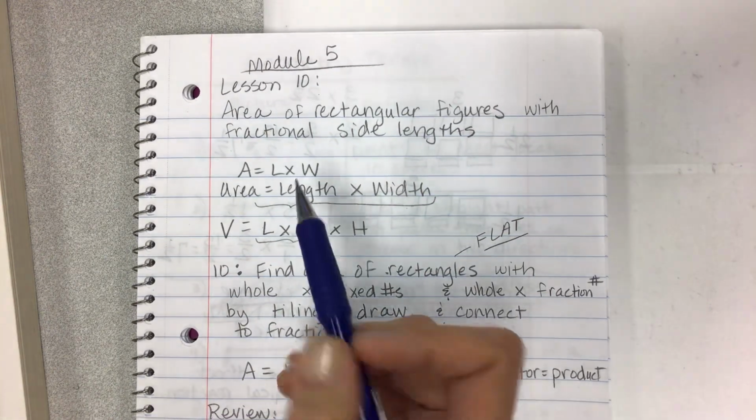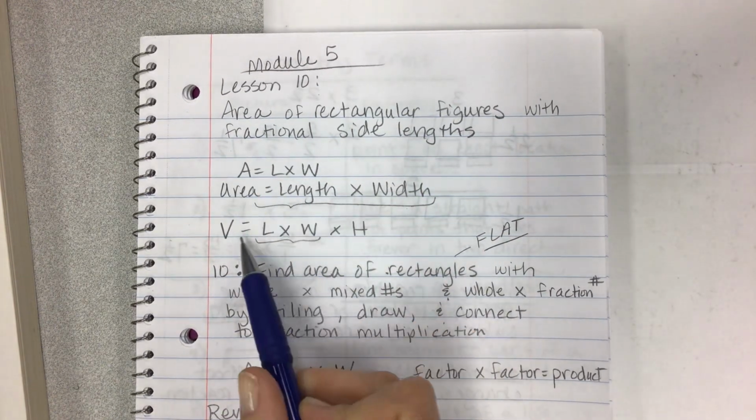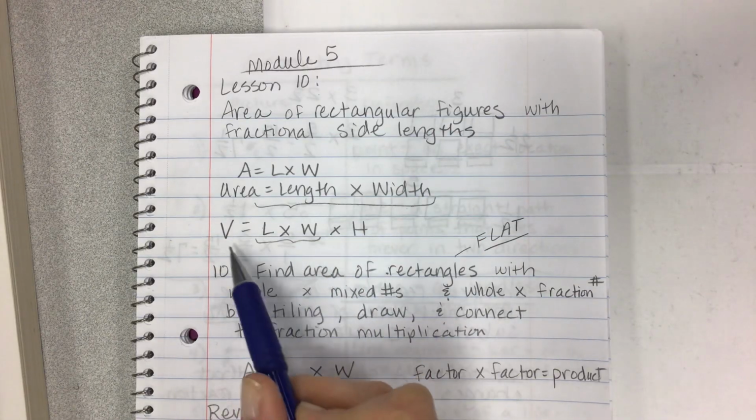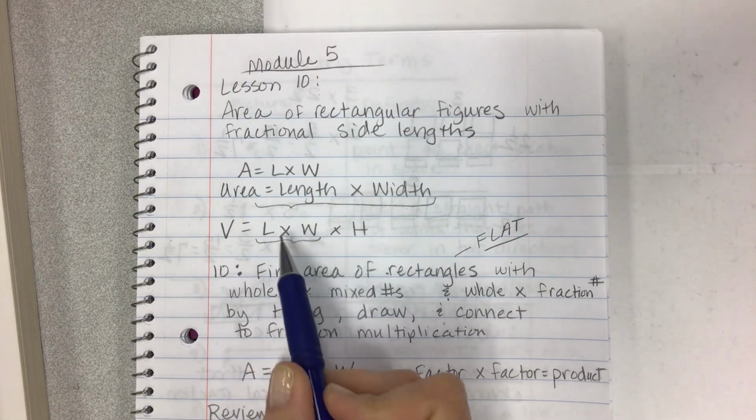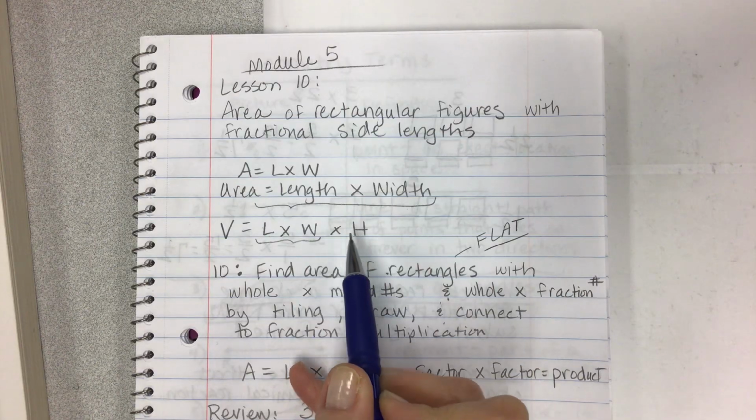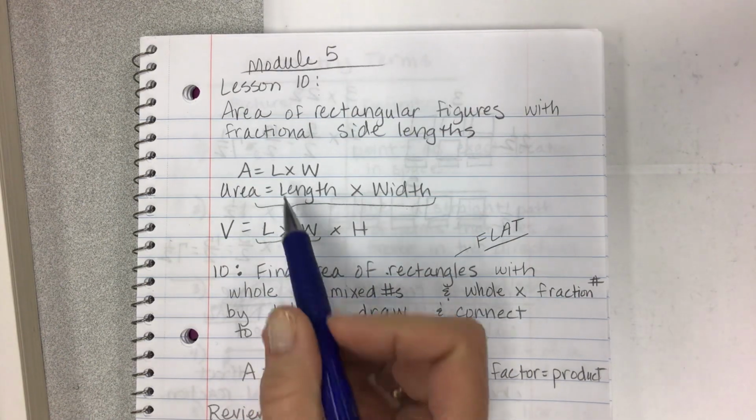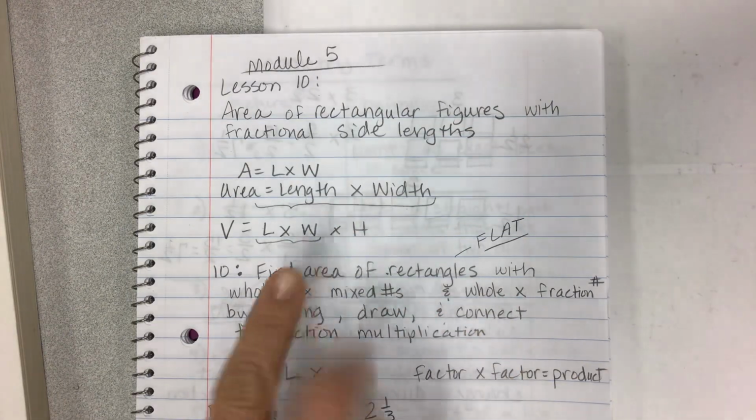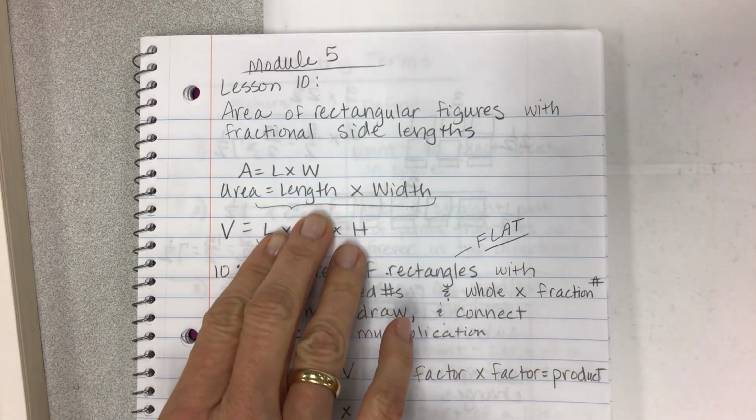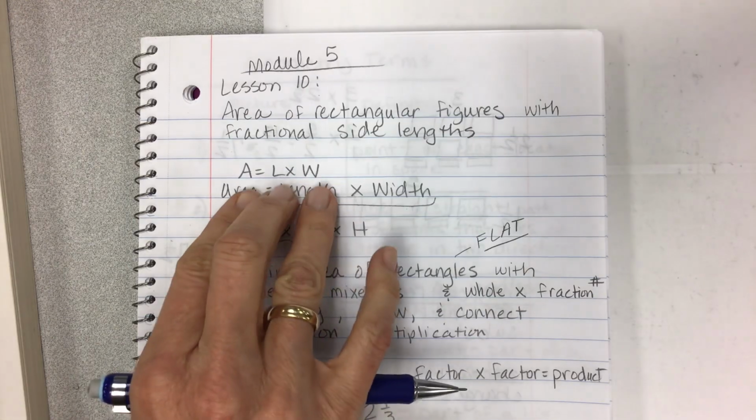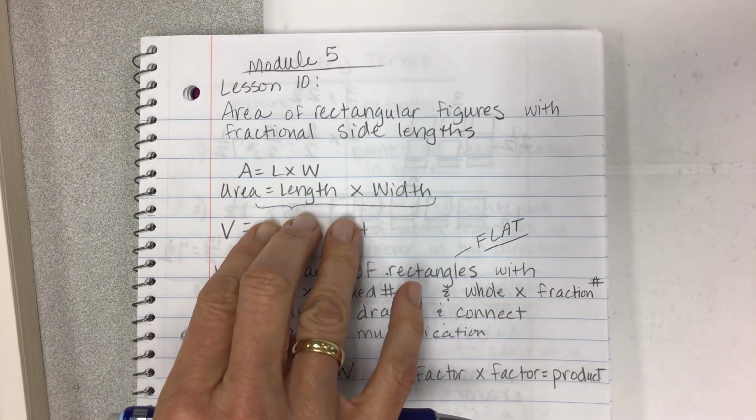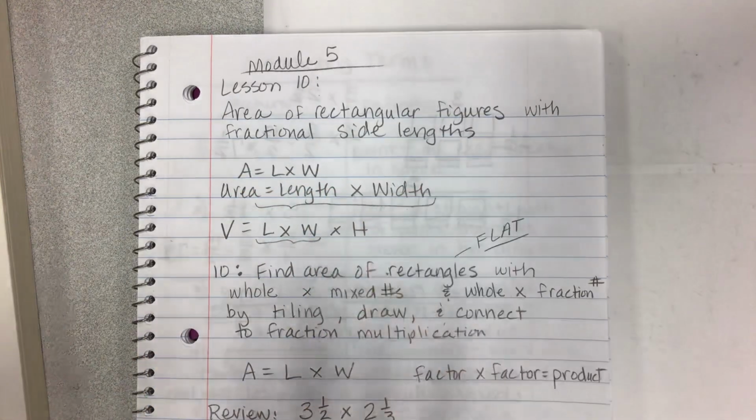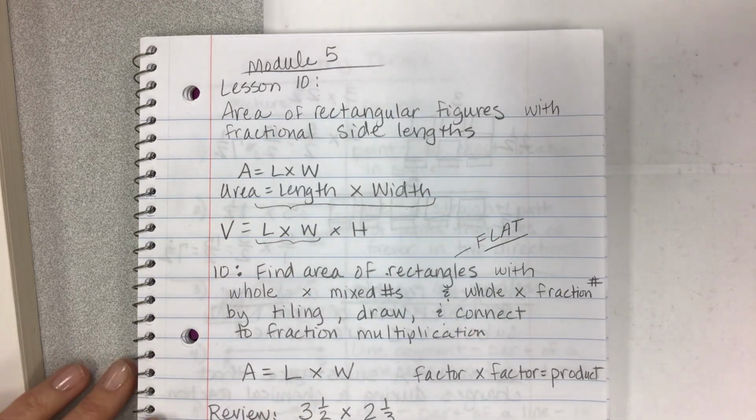Just remember, we've been talking about the formula for volume for the whole first half of this module, which is length times width times height. And I've talked many times about the formula for area being length times width. So normally, if I wasn't using this program, I would start by teaching what area is and then kind of build that into volume. But we're doing this backwards because that's what the program says.